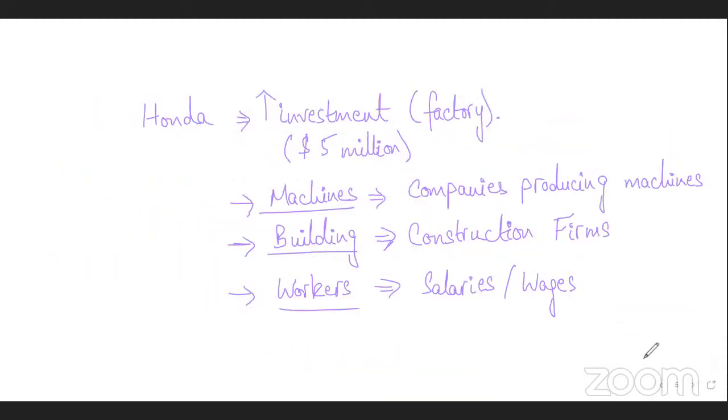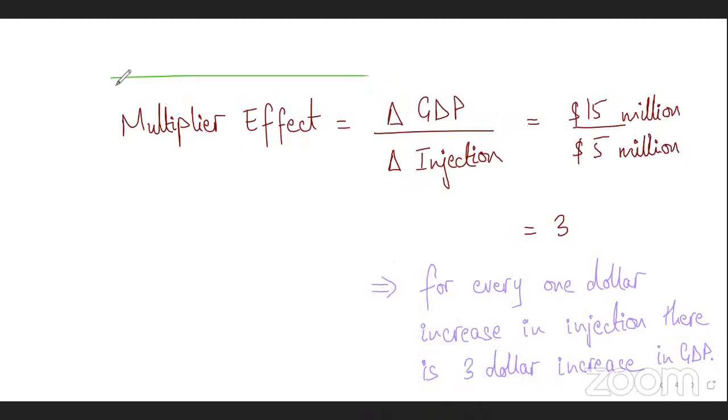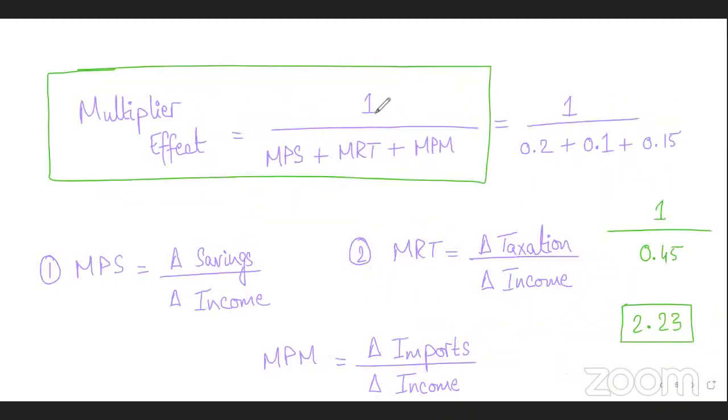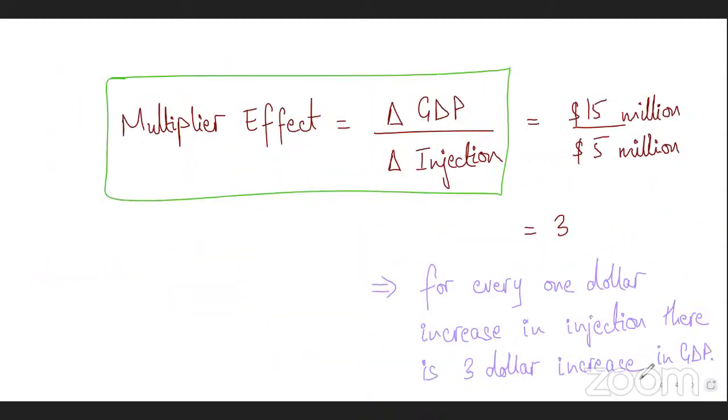So this was one formula: 1 divided by all the leakages. And this was the other formula that we looked at before: change in GDP over change in injection, that's one way of calculating it. Another way of calculating the multiplier effect is 1 divided by the marginal propensity to save, marginal rate of taxation, and marginal propensity to import. So you can use either, depending upon the data that's provided in the MCQs, because often you'll see such questions being asked. Depending upon the data that's available, you will make use of one of the two formulas. Easy? Any confusion so far? Anything that's not clear, anything you want to ask?